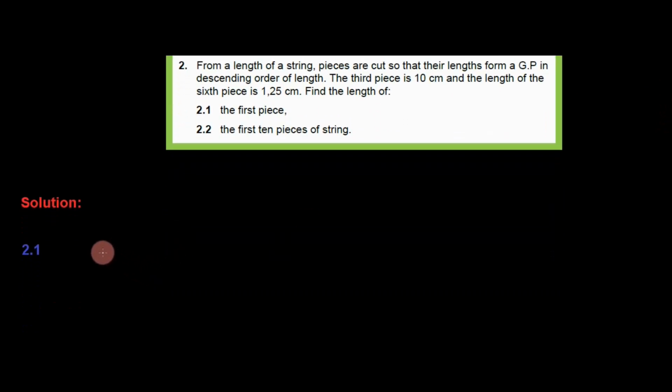We don't have the length of the first piece of string. Neither do we have the length of the second piece of string. But the third piece is 10 centimeters. We also don't have the lengths of the fourth and fifth pieces. But we are given the length of the sixth piece. It's 1,25. We must find the value of the first term in the sequence, in other words, the length of the first piece.